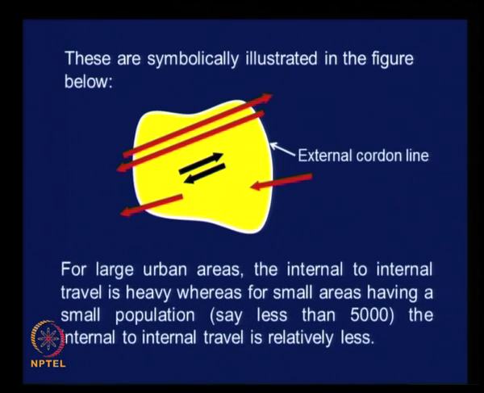For large urban areas, the internal to internal travel is heavy because area is large, obviously internal to internal trips, if you work it out as a percentage will be much higher, whereas for small areas having a small population, say less than 5,000, just a town, the internal to internal travel is relatively less, right. Trips might emanate from somewhere and end up in your town and vice versa.